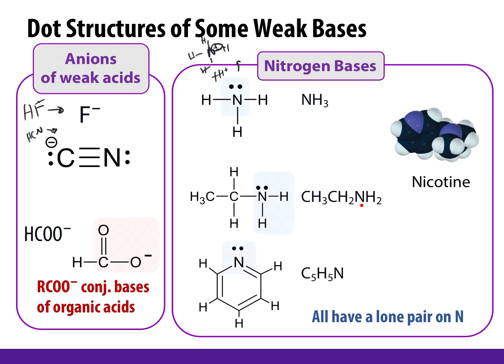So anytime you see a nitrogen with a lone pair in one of these neutral molecules, you should suspect that that's going to be a base. Again, the best way to identify these weak acids is to look in your table of Kas for the conjugate acid. Here, the best way to find these weak bases is to look in the table of Kb, the base equilibrium constants.